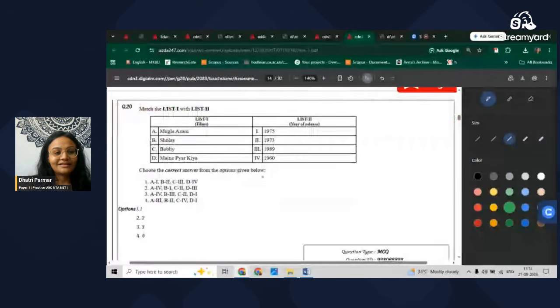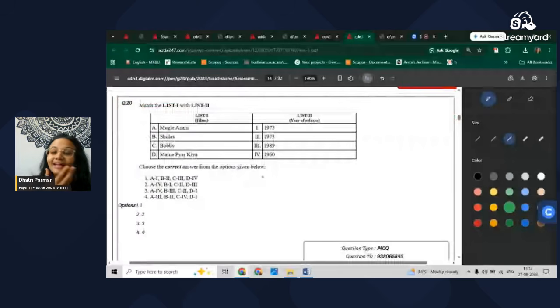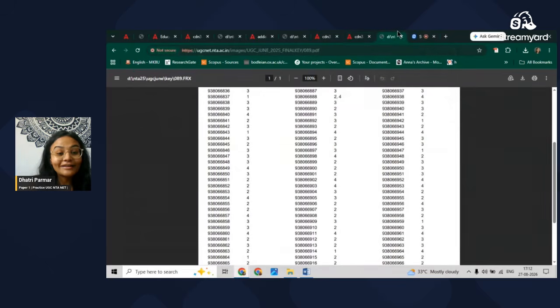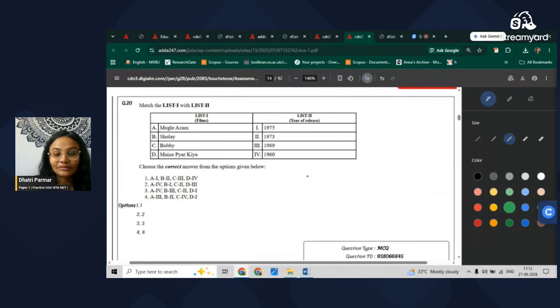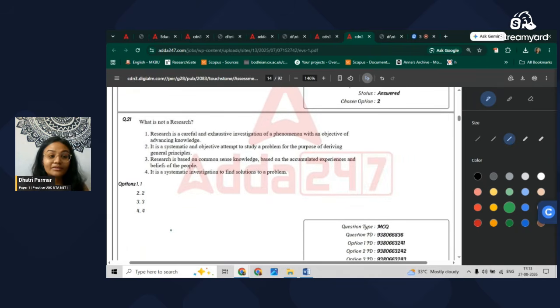Next coming, that is again from the movie, and that is quite different in this paper. The second question is coming from the movie, and that is something to see how UGC NET is asking. The answer: Mughal-e-Azam came in 1960, then Sholay came in 1975, then Bobby came in 1973, and Mena Bazaar came in 1789. Quite way back, 1789. So the right option is just very good. So option 2 is the answer. This is the one.